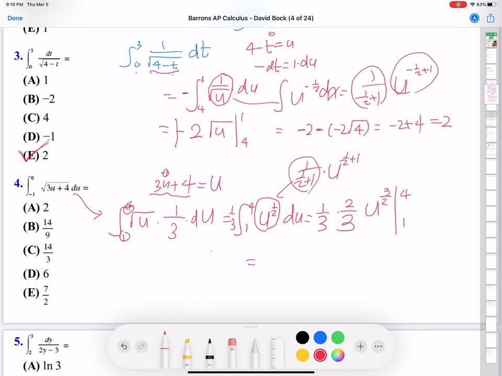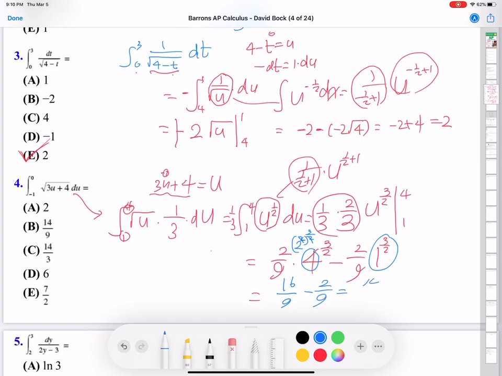So plug in the top number. This one is 2 over 9 times 4 to the 3 over 2 power, minus 2 over 9 times 1 to the 3 over 2 power. This 4 is 2 squared, right? So 2 squared to the 3 over 2 power, power of a power, so multiply those two powers: 2 cubed, 8. 2 times 8 is 16, so 16 over 9, minus 1 to any power is 1, so 2 over 9, which is 14 over 9. So B is the answer.